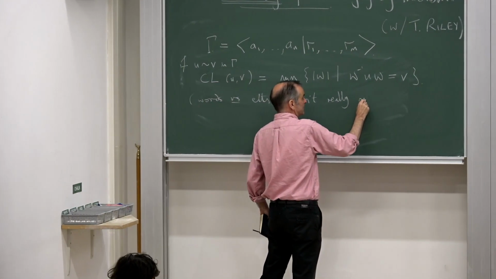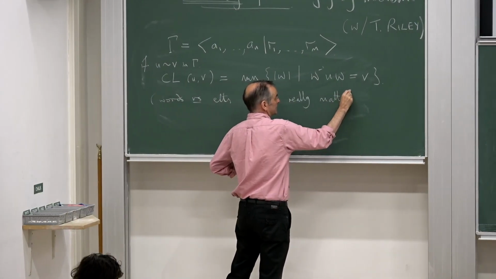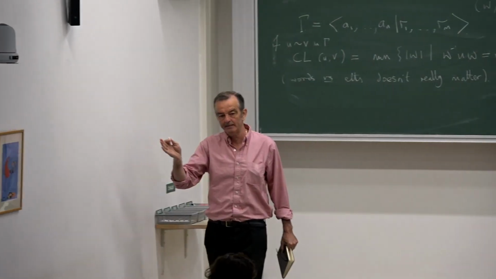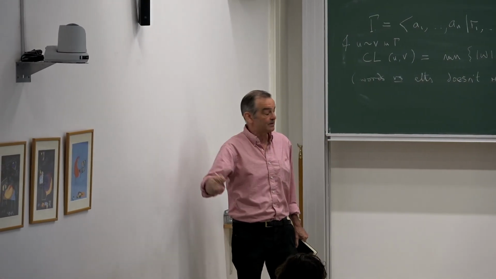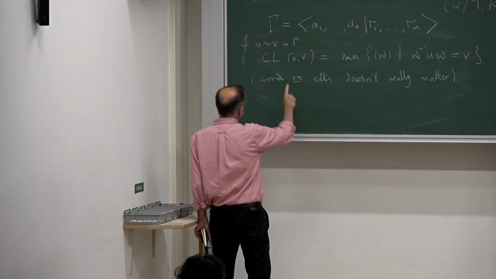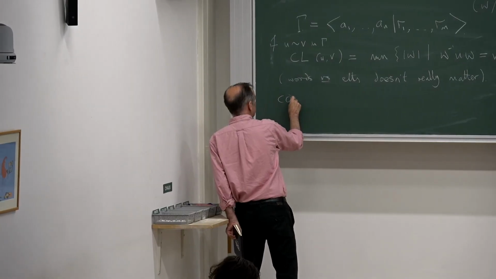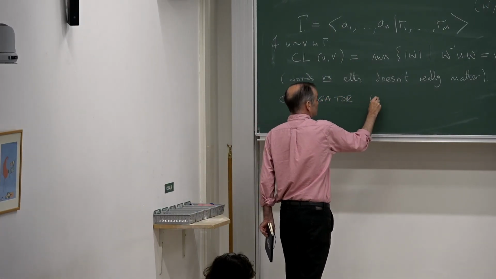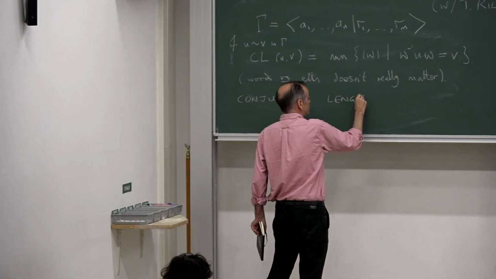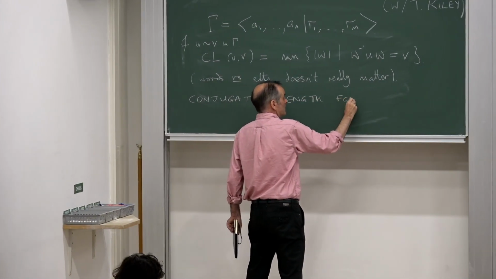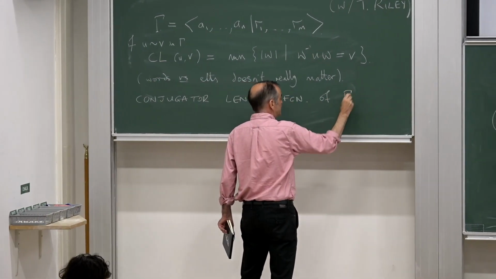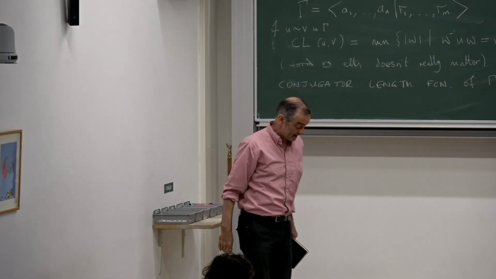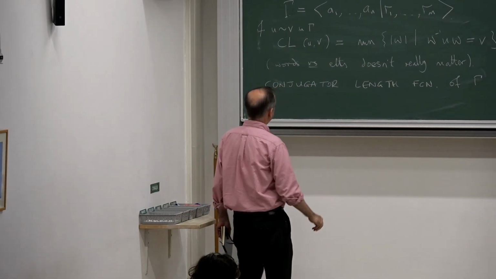I'll draw a picture in a minute to say why. So you can either think I'm talking about conjugacy between elements, or I'm thinking about conjugacy in the group between words and the generators. And then the conjugator length function of my group gamma, which depends on the presentation, but as ever in geometric group theory, it only depends on it up to some sort of coarse Lipschitz equivalence.